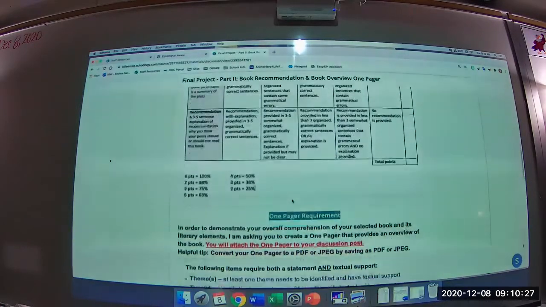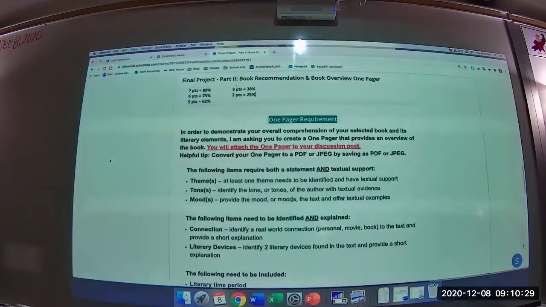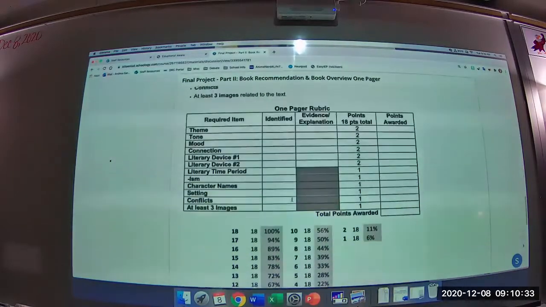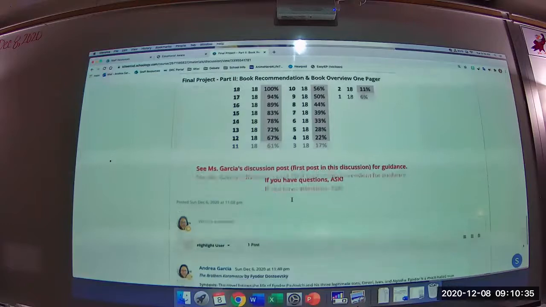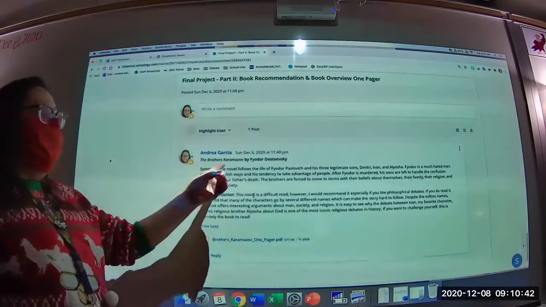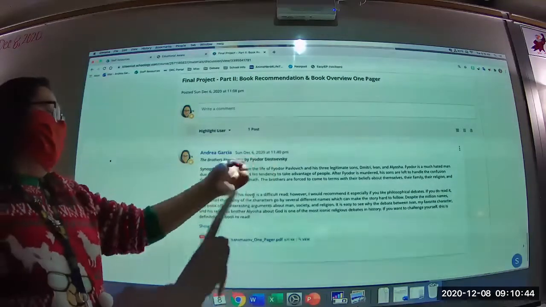And then the one pager, again, it's the same as before. Here's everything that's required, and here's the rubric for it. And here's an example, okay? So I provide the book title and the author.